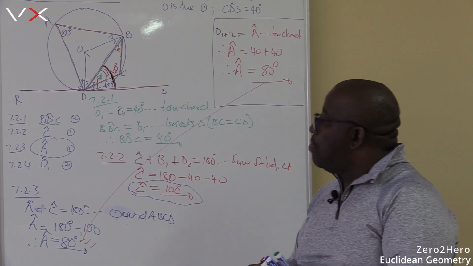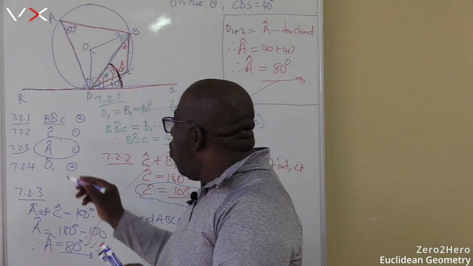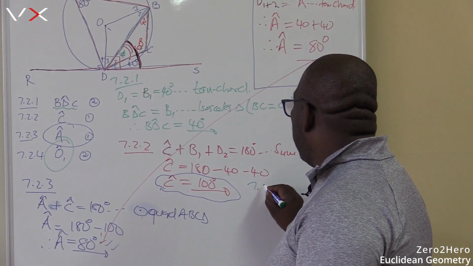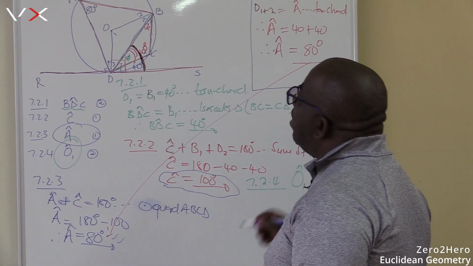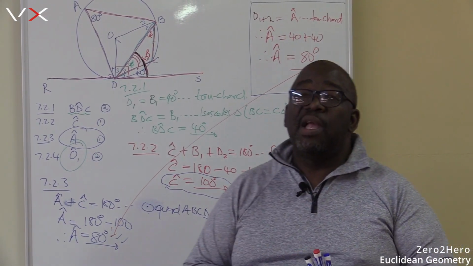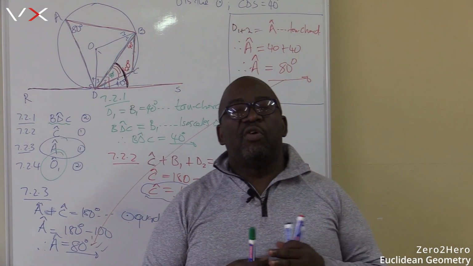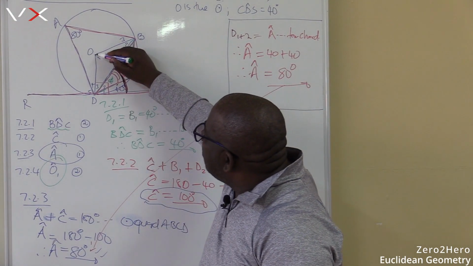Let's look at the last problem. We're looking for now angle O1, 7.2.4. We're just looking for angle O1. Do I see angle O1? Yes, I can see angle O1. Where is the position of angle O1? It is at the center. It is here at the center of a circle.